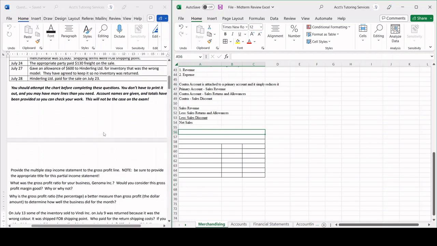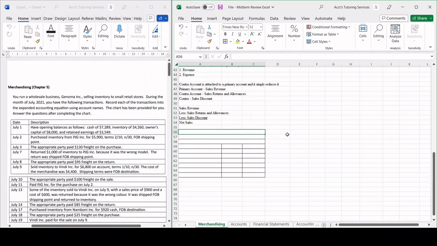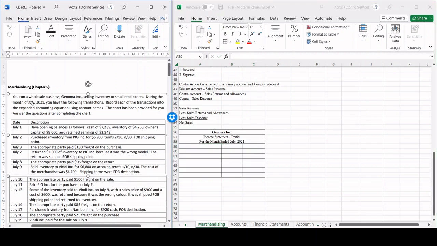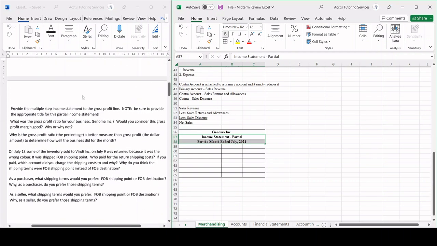So it's a three-part title: the company name, then we have the statement name, so income statement, but remember it's going to be partial. And then we're going to have for the month ended. So for the month ended July 2021, right? So July 2021 over here. So now they want the income statement up into the gross profit line.